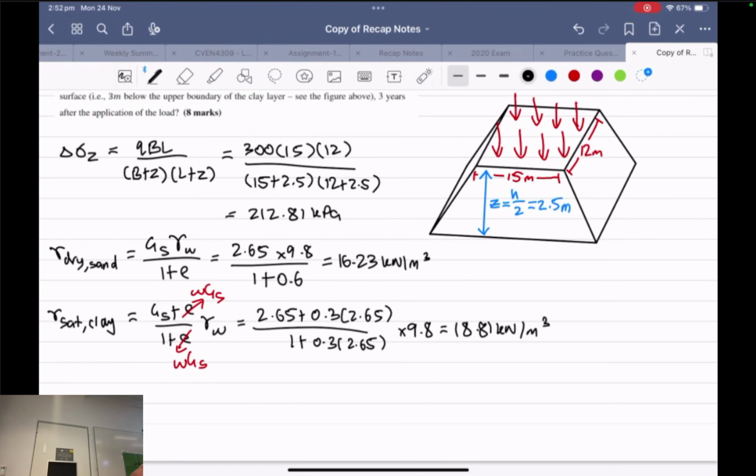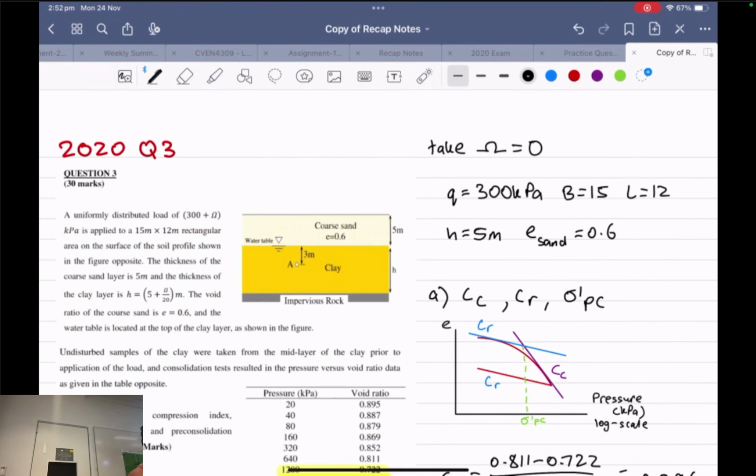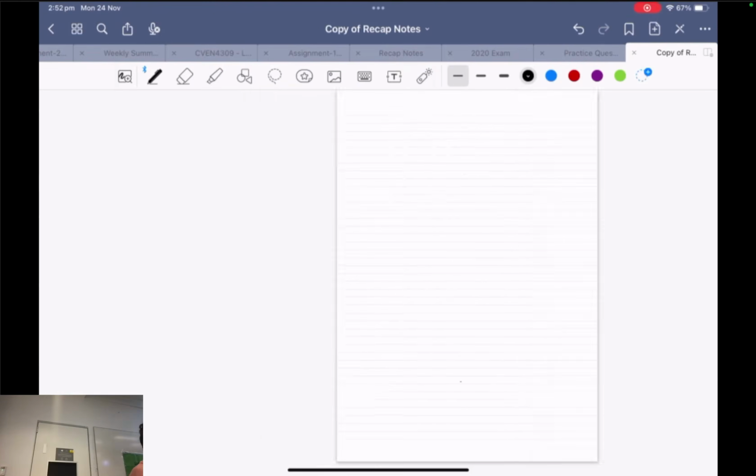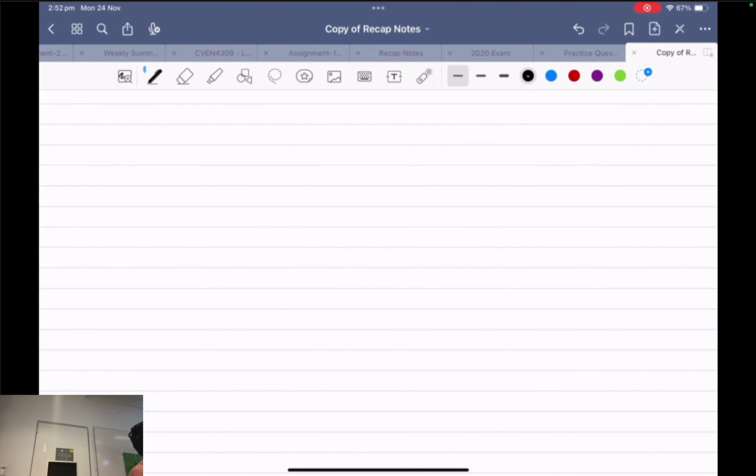Alright, so now we have the unit weights, we can find the effective stresses, sigma dash I and sigma dash F. So sigma dash I, did anyone want to finish writing anything down? Yeah. All good? Alright.